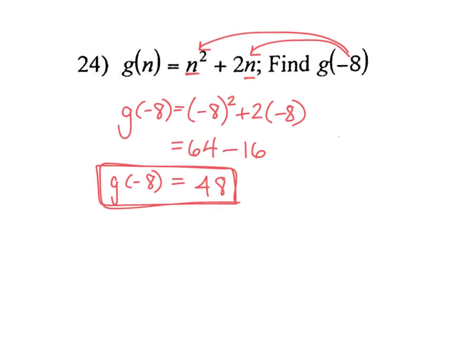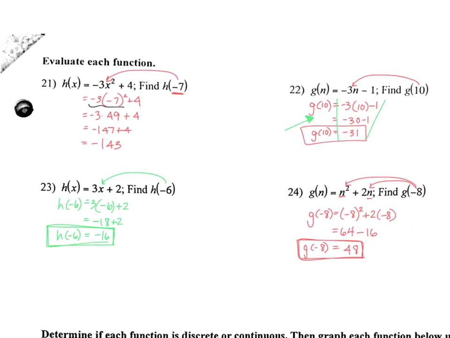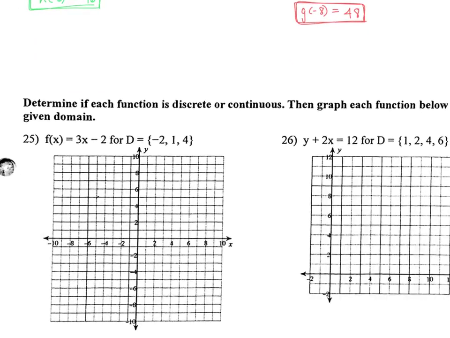Let's see, so let's zoom out so you can check this section. All right, there's that top section. You can check and make sure you're right. I actually don't have the answers written very well on this first one. We should probably say h of negative 7 equals negative 143. All right, and then this bottom section.